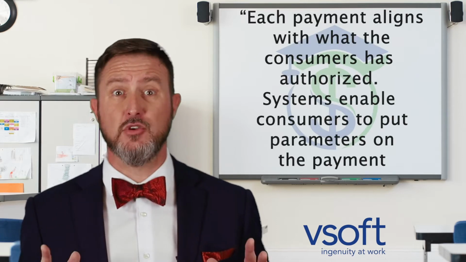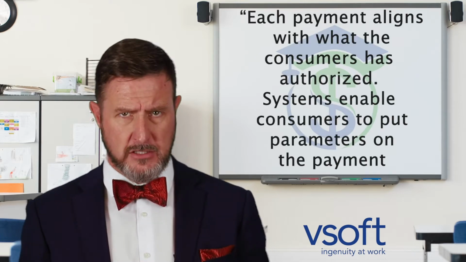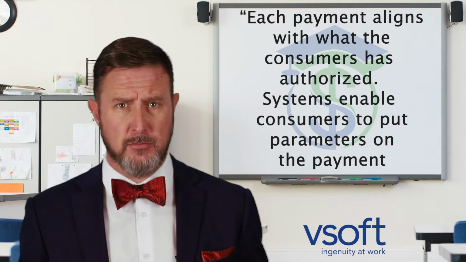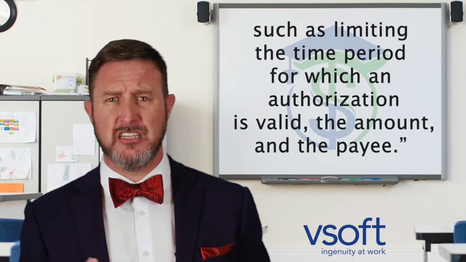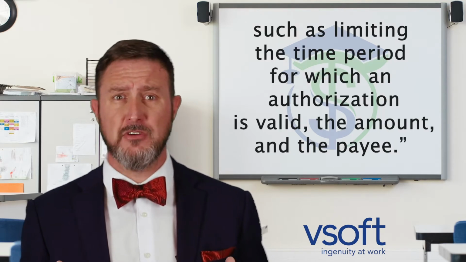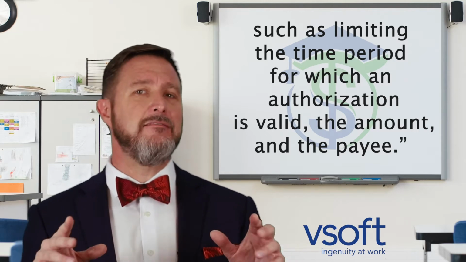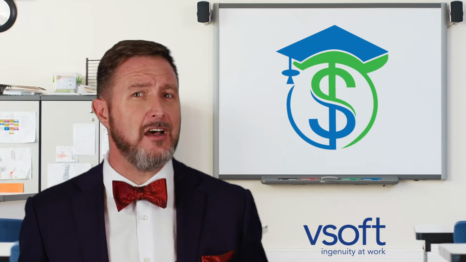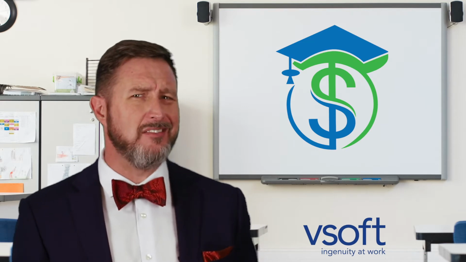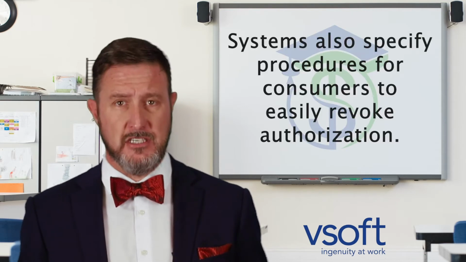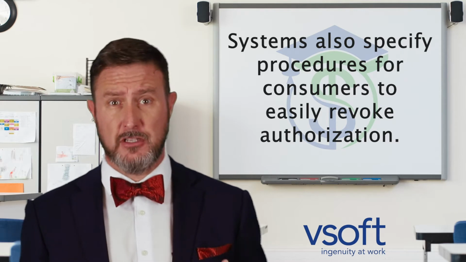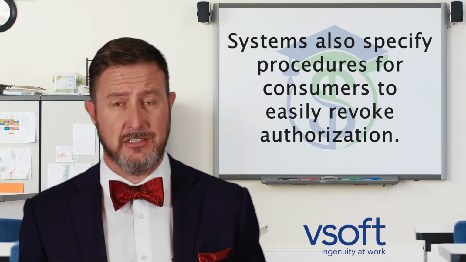Each payment aligns with what the consumer has authorized. Systems enable consumers to put parameters on the payment, such as limiting the time period for which an authorization is valid, the amount, and the payee. All right, again, that one's going to be on the service and software providers more so than on the Real-Time Payments Network. Systems also specify procedures for consumers to easily revoke authorizations.